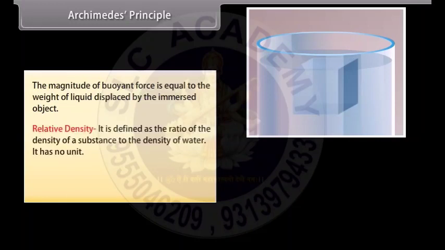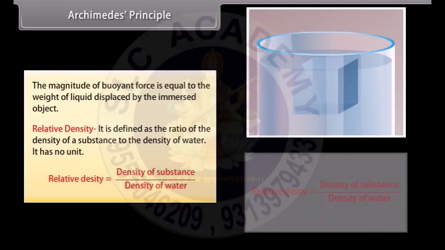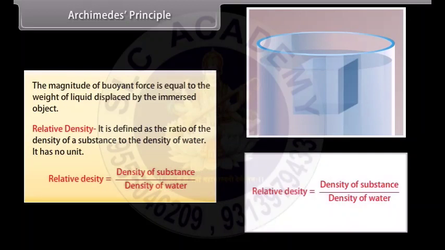Relative density. It is defined as the ratio of the density of a substance to the density of water. It has no unit. Relative density is equal to density of substance upon density of water.